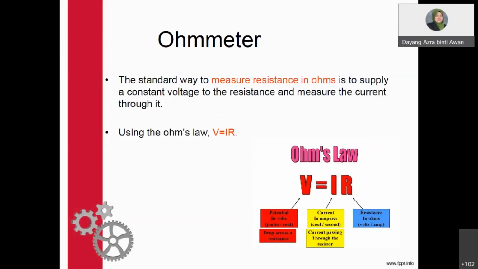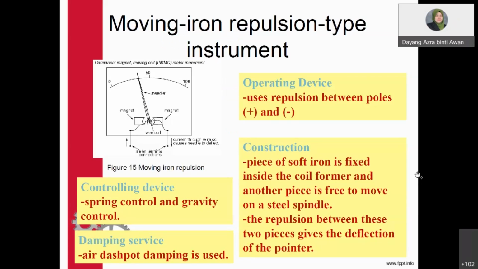Okay, so then we have the ohmmeter. The standard way to measure resistance in ohms is by using Ohm's law, V equals IR. Okay, so V is your potential in volts, I is your current, and R is your resistance. So you need to remember this Ohm's law.